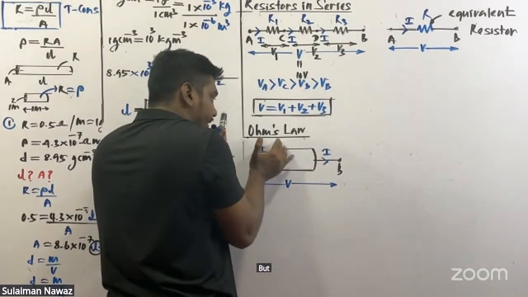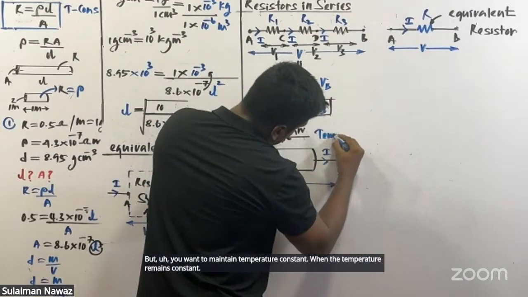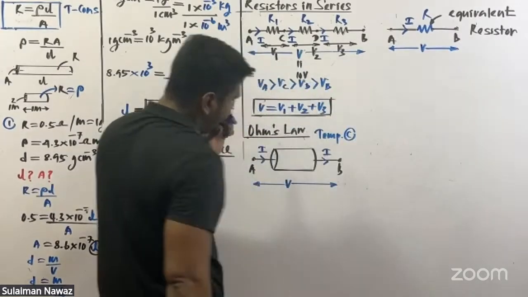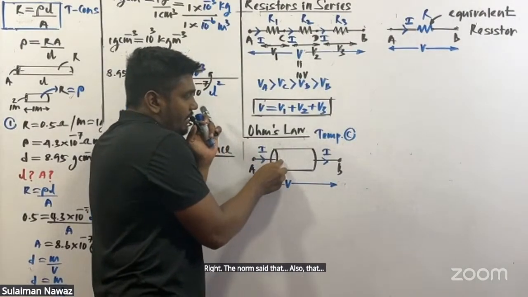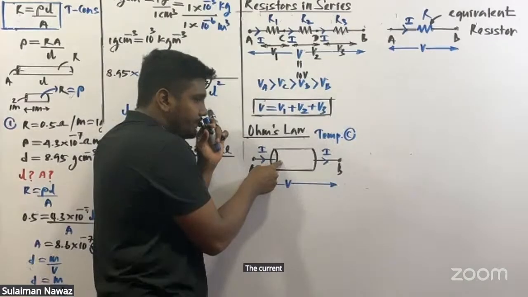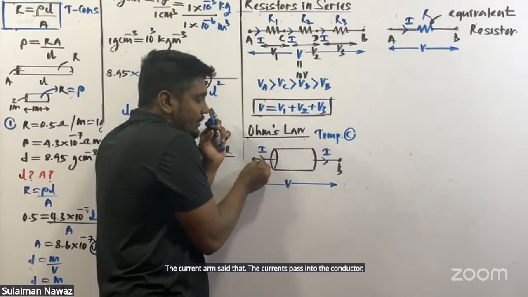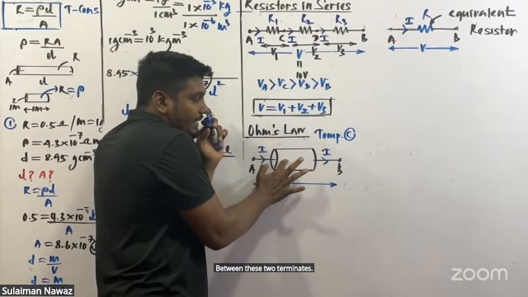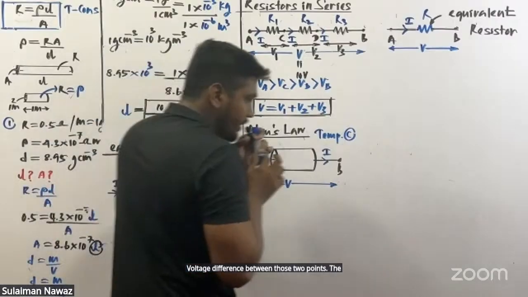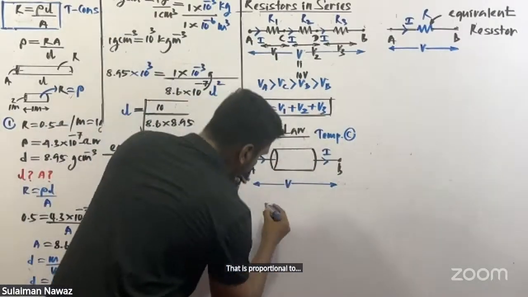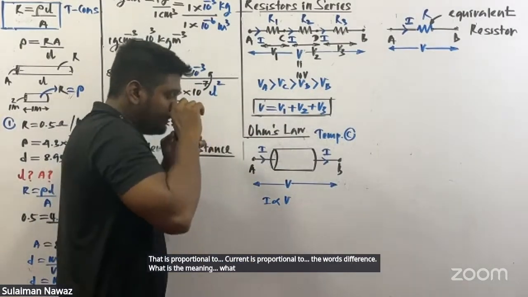But you want to maintain temperature constant. When the temperature remains constant, right? Then Ohm said that the current passing through the conductor between these two terminals must be directly proportional to the voltage difference between those 2 points. The current is capital I, that is proportional to the voltage difference. What is the meaning of that?